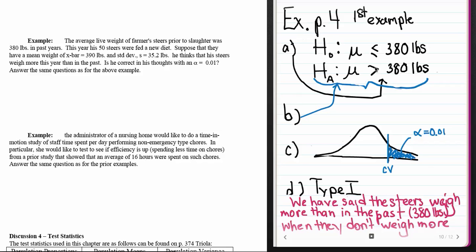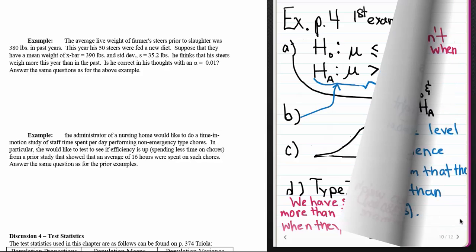Now because the alternative hypothesis is a greater than, that creates this one-tailed upper tail test or a right tail test. So that is where all of our significance level goes. Our alpha goes in this upper tail, and that will help us find the critical value for what we call a traditional test. Now the type 1 error would be that we've said that the steers weigh more than in the past when they actually don't weigh more.